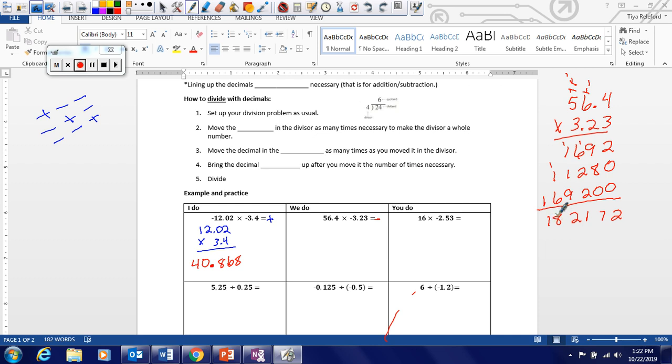You should have these digits for your answer. You're going to count 1, 2, 3 decimal places. 1, 2, 3. So my answer is negative 182.172. Alright, this one's all you. You've got a positive and a negative. So first decide if your answer is going to be positive or negative.